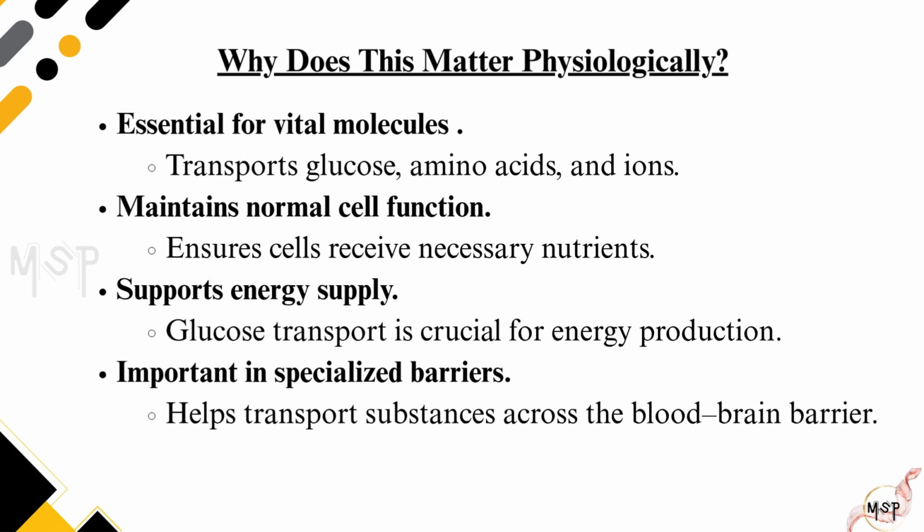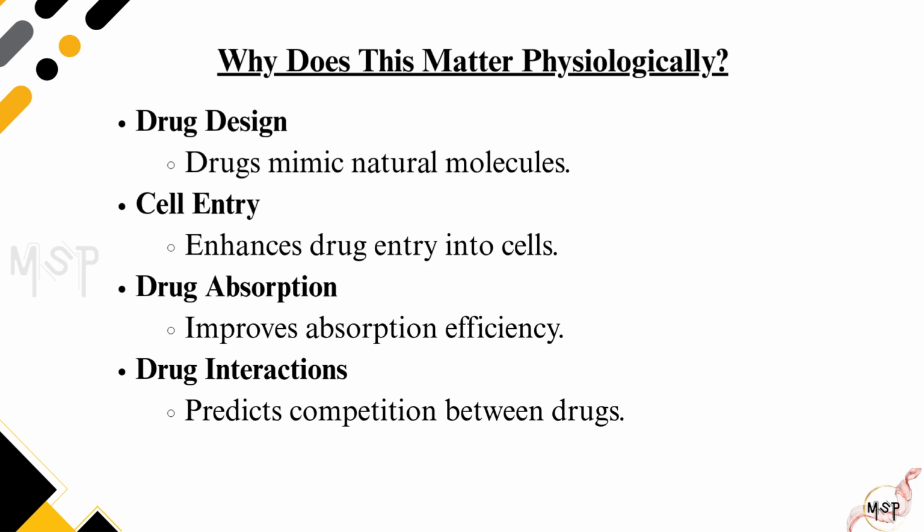Why does facilitated diffusion matter? Because it helps transport essential molecules like glucose, amino acids, and ions into cells, things your body simply can't function without. It plays a crucial role in maintaining normal cellular activity and energy supply. Even more importantly, it helps move substances across specialized barriers like the blood-brain barrier. By understanding these transport systems, scientists can design drugs that mimic natural molecules, helping them enter cells more effectively. It also helps improve drug absorption and predict drug interactions when multiple drugs compete for the same transporter.